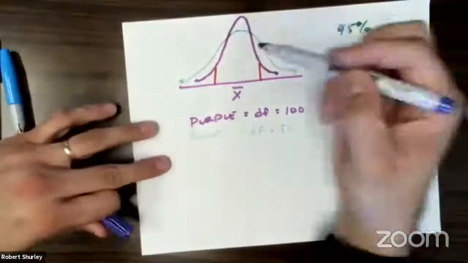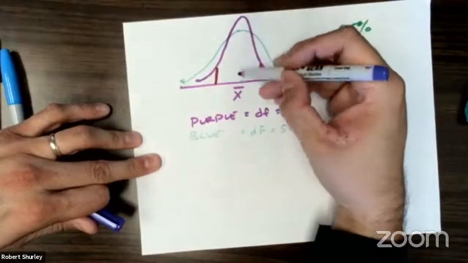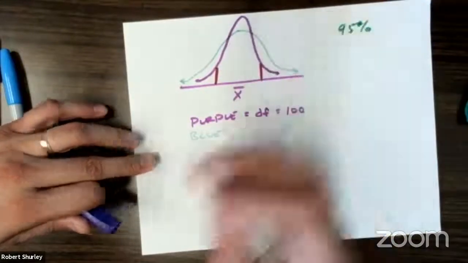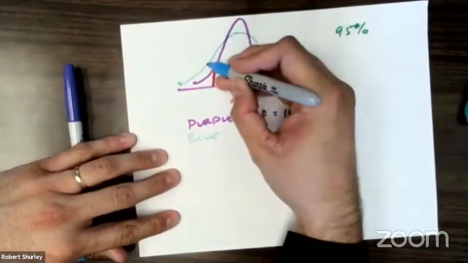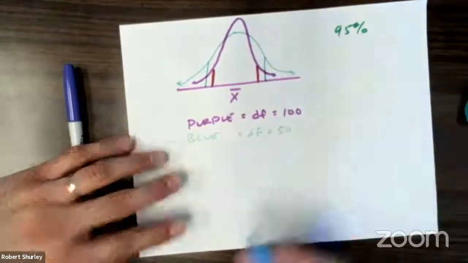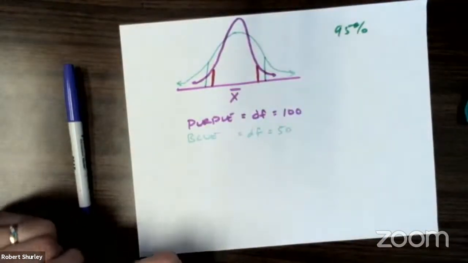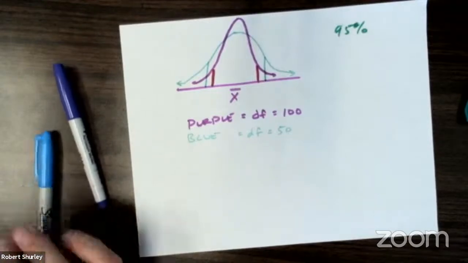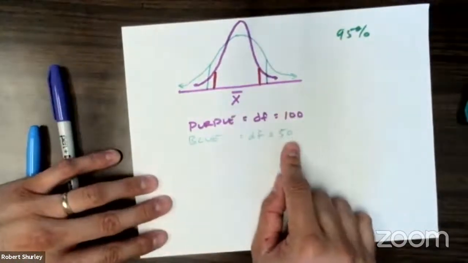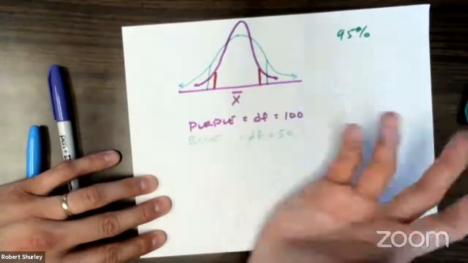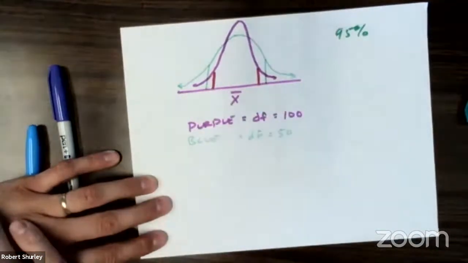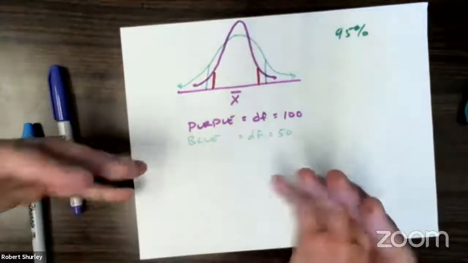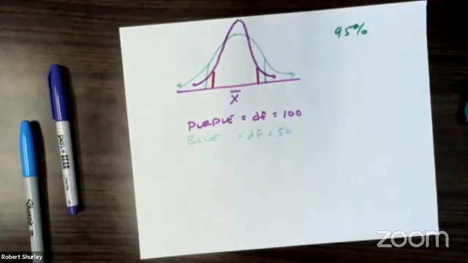Because I have so much data centered around the X bar, this could be 95% of my data. But for that same example, for 95%, we're going to have to widen it a little bit. So that could be 95% of my blue, my degrees of freedom of 50. If I have a lower sample size, my 95% confidence interval is going to be a little wider than if I had a higher sample size, where it'll be a little smaller. It's because I'm more confident of catching these with a higher sample size.